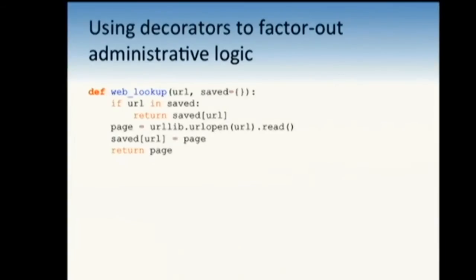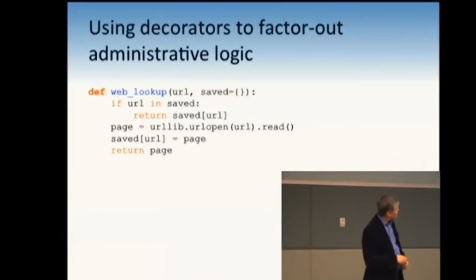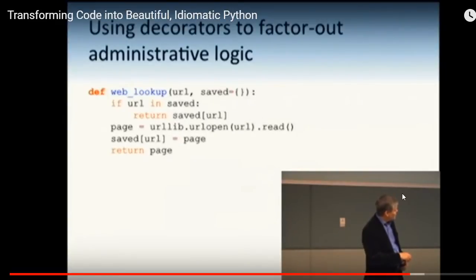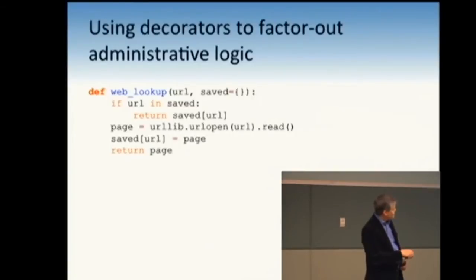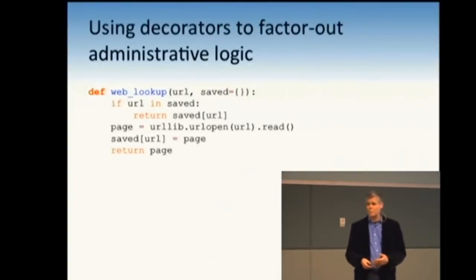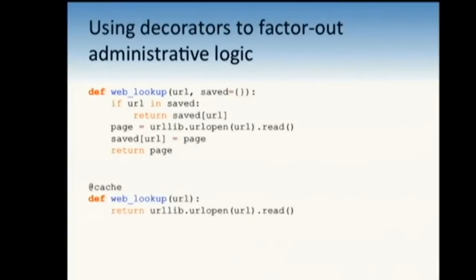All right, so I want to factor out some administrative logic. The business logic here is opening a URL and returning a web page. The administrative logic is I'm caching it in a dictionary. That way, if I look up the same web page over and over again, I just simply remember it. You'll see code like this all over the place in Python, where someone's trying to cache their lookups. What I don't like about it is it mixes the admin logic with the business logic, and it's not reusable. Simple fix: add a cache.